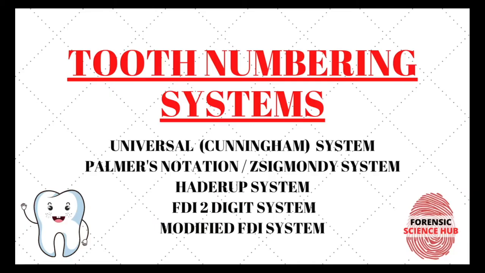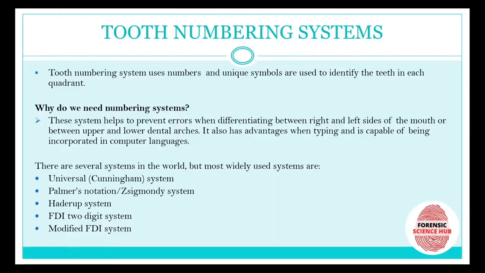Tooth numbering systems, there are various systems like universal system, Palmer system, Haderup, FDI, modified FDI. So all these tooth numbering systems will be discussed in this video. So let's start. Now in tooth numbering system, numbers starting from 1 to 32 along with alphabets and some unique symbols are used to identify the teeth in each quadrant.